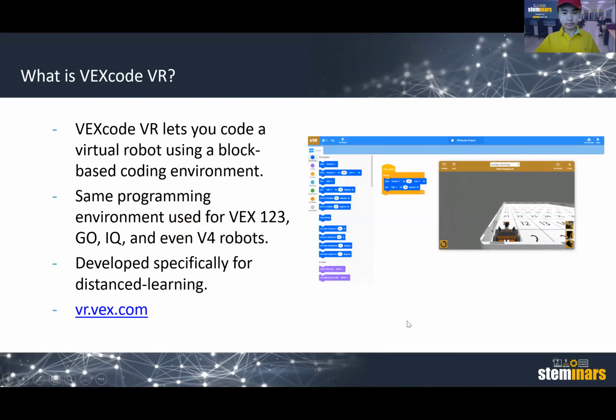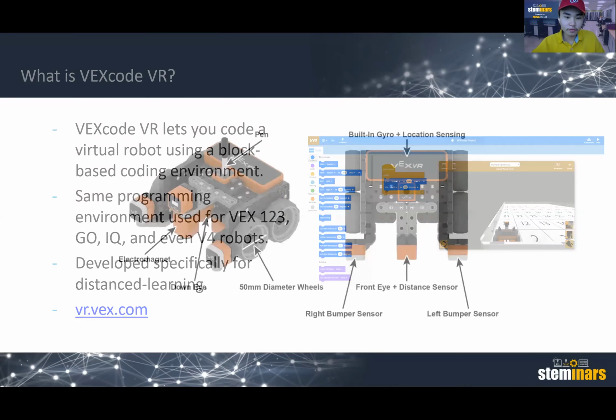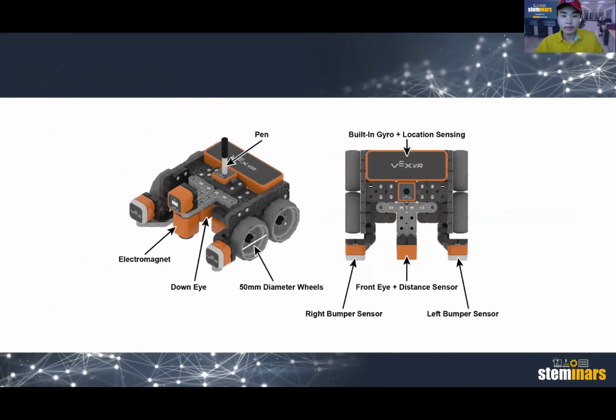All right, so let's move on to our robot. One benefit of VEX VR is that the robot is already pre-configured for you. You don't have to build anything. You don't have to assign motor ports. Normally, when you build a robot, you have two motors for the wheels, the left motor and the right motor, and you have to connect them to, say, ports 1 and 2.